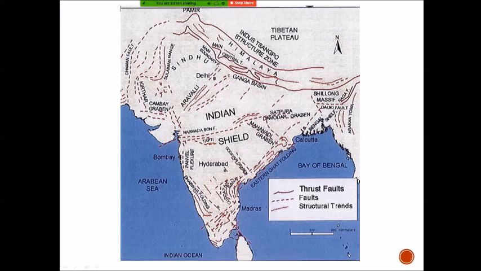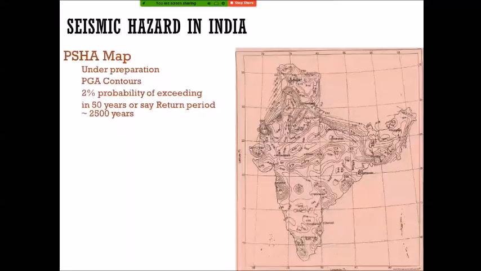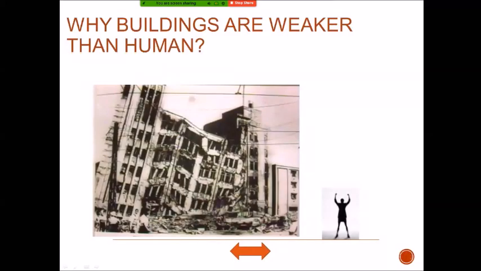Through the next slide, I would say that this is the probabilistic seismic hazard map, which is on the offing. In maybe another 2-3 years, you will not be seeing the zonation maps, but you will be seeing these contours of the ground accelerations. These will be based on a 2% probability of exceeding in 50 years, say a return period of 2475 years. So this is the basis for all our calculations.